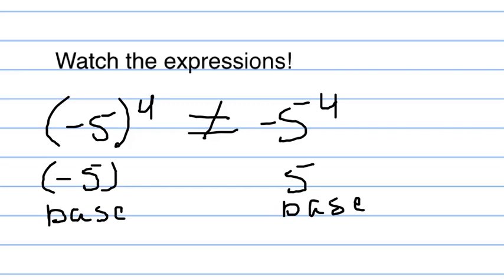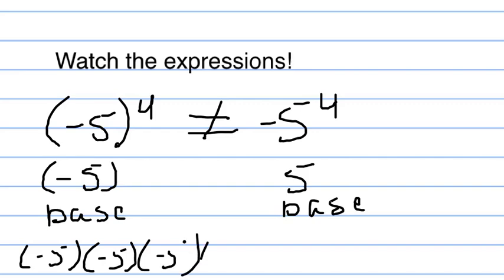Okay? So if I write this expression out with negative 5 as the base, I have negative 5 times negative 5 times negative 5 times negative 5. And then I would solve that. If I write this other expression with the base of 5, all I'm saying is take the opposite of whatever 5 times 5 times 5 times 5 is.